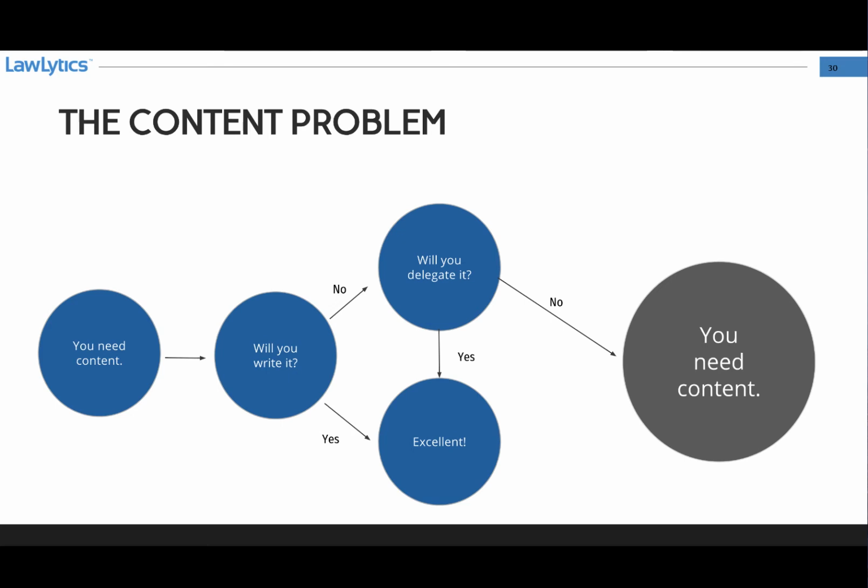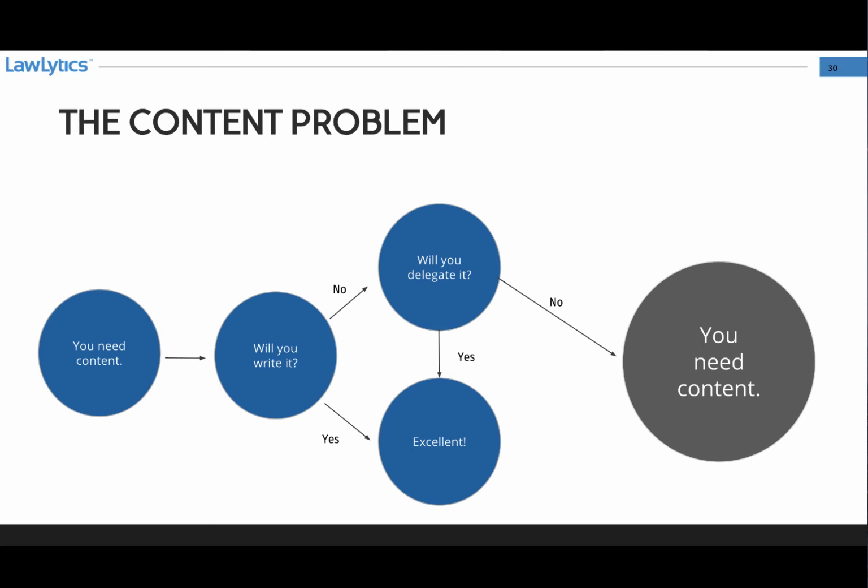Now, if you are not going to be the one who's writing it, that really puts you in one of two positions. Either you delegate it to somebody else, and you've got to delegate it the right way to somebody who understands what you do as an attorney. And if you do that, you'll be in good shape. And in a moment, I'll talk a little bit more about how LawLytics can help you in this area. But there are a couple points to make about delegating your content successfully.